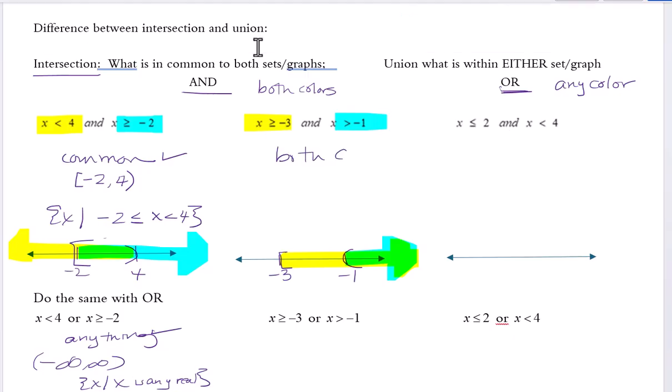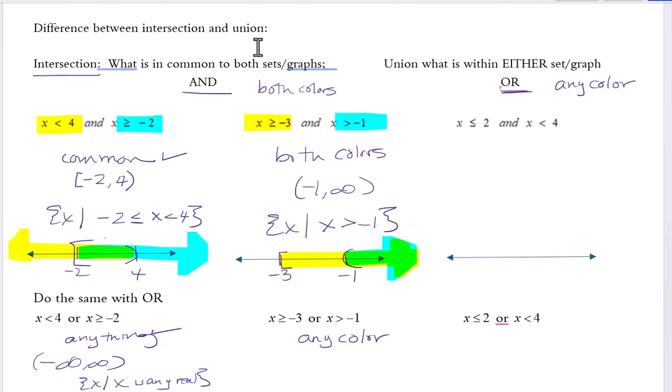What value has both colors? Well, the value here is the fact that it's the green, or the overlap of blue and yellow. So it's everything from -1 going up to infinity. Or we can say all x such that x is greater than, but not equal to, because it's got the rounded bracket, -1.